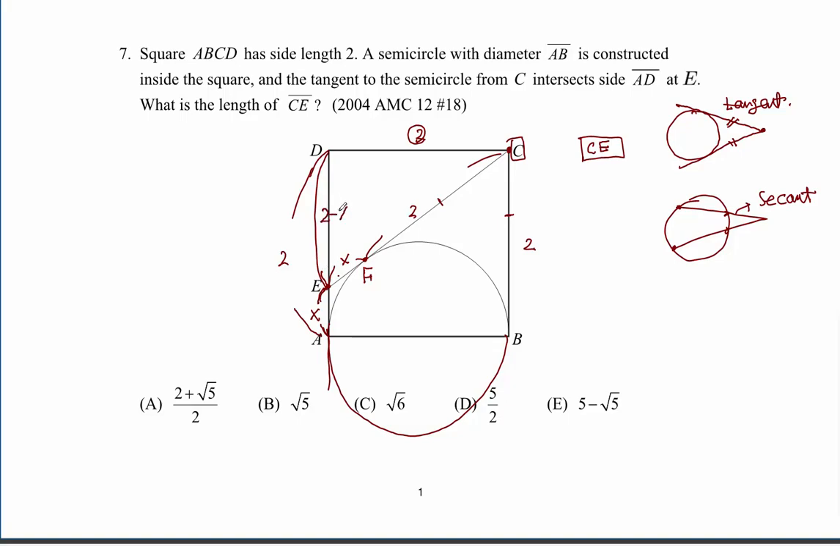2 minus x. Now we got all three sides of this right triangle, because this is a square, right? All angles are 90 degrees. Now, all sides are expressed in terms of x or constants already. So using the Pythagorean theorem, you can definitely find the value of x. Okay, now we apply the Pythagorean theorem again. One more.